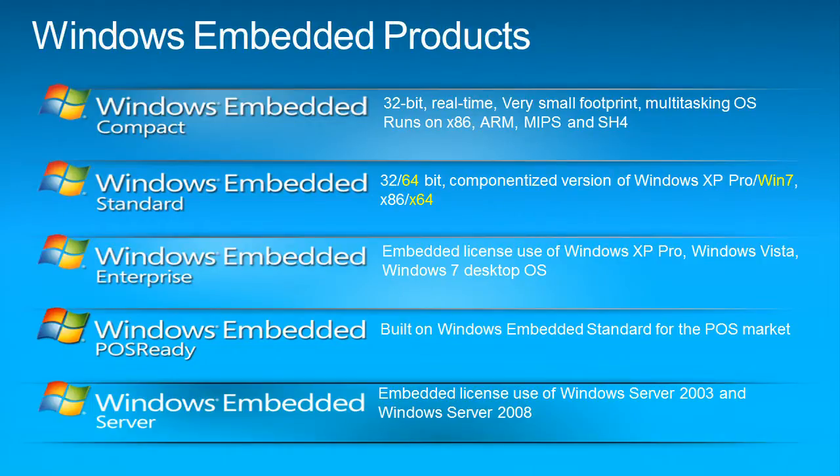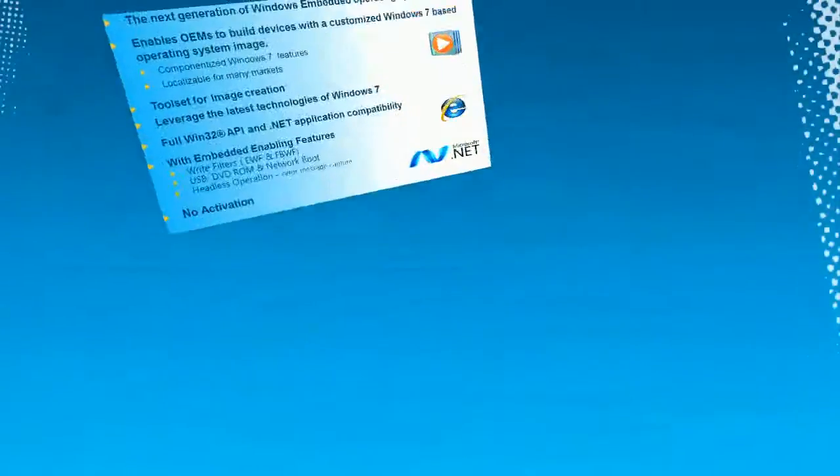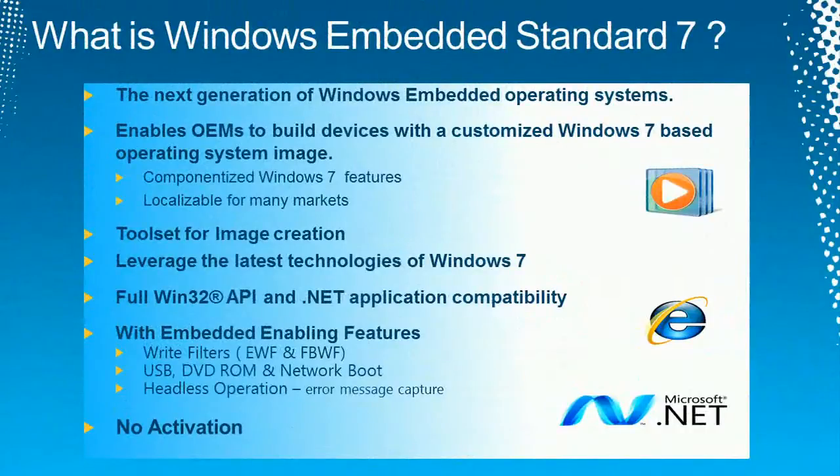There's also a special product for the retail vertical market. It's called POS Ready, Point of Service, which is built on Windows Embedded Standard. So it's a special version of Windows Embedded Standard. We also got Windows Embedded Server, which is, again, the retail server product under a special embedded license. But let's have a look at Windows Embedded Standard 7.